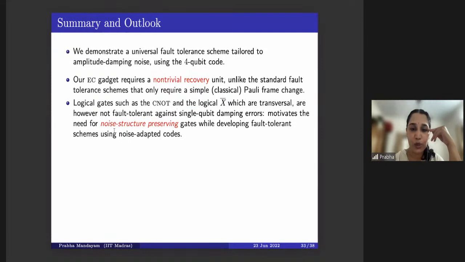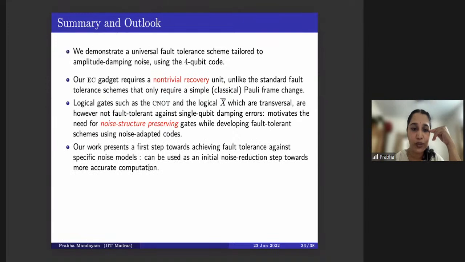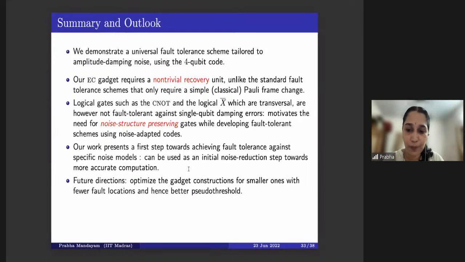I will not have time to tell you about noise structure preserving gates, so we'll skip that. But I just want to say that our work tells you that it is possible to achieve fault tolerance using, I mean, the circuits are not very simple, but the kind of resource requirement is smaller than, say, the kind of codes that one needs today, like the surface codes and so on, which require hundreds of qubits actually to achieve fault tolerance. Okay. So let me stop here.